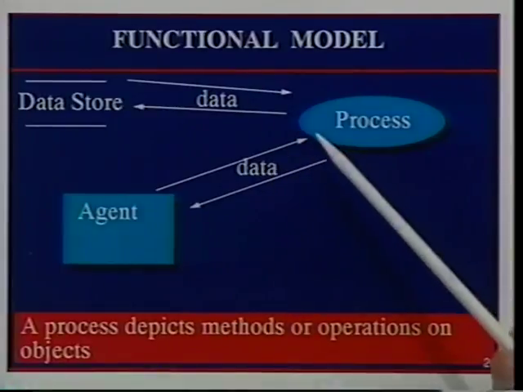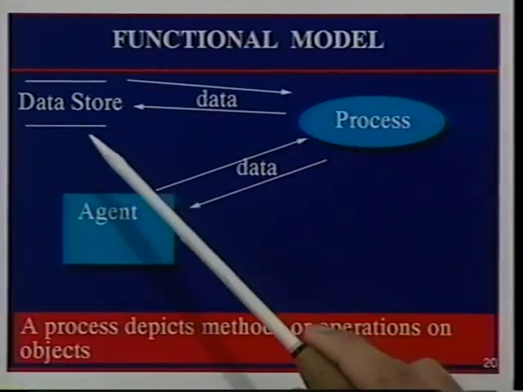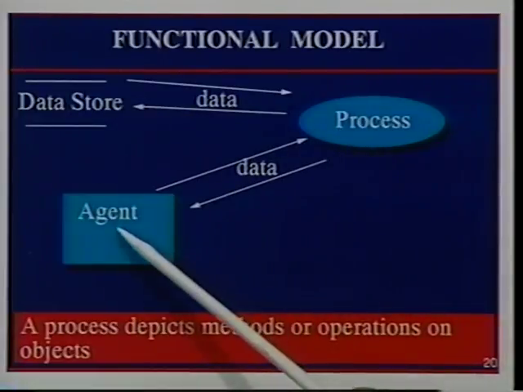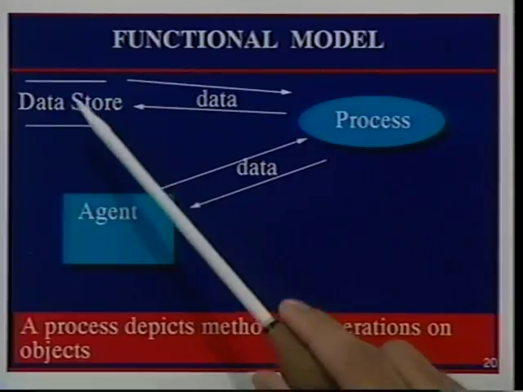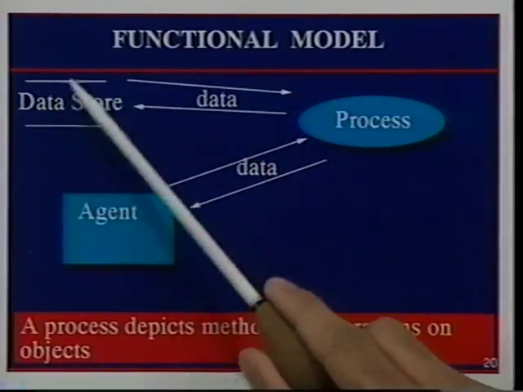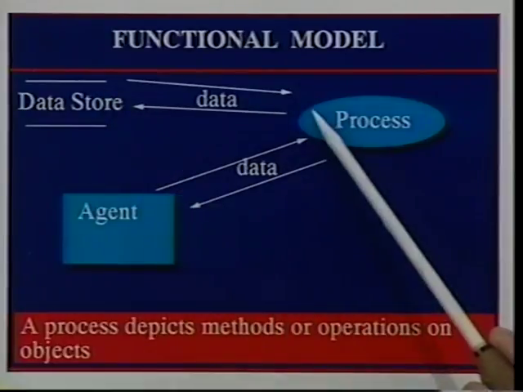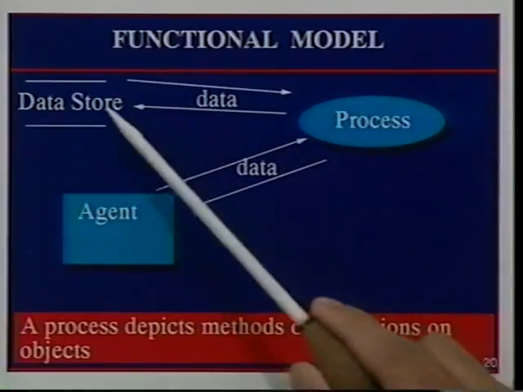The next model is the functional model. The functional model has three components essentially. There is a data store, there is a process, and then there is an agent here. Now the data store is like your object-oriented database system. You get data from this. The process gets the data, and the process puts back the data.